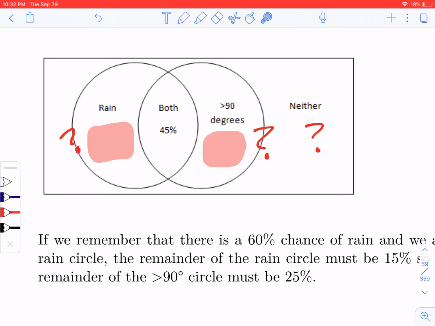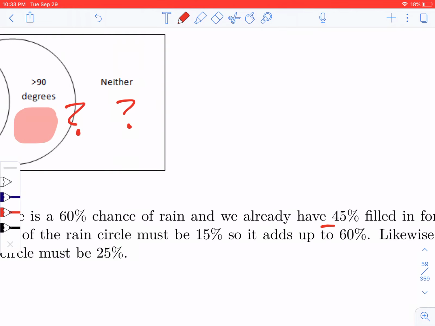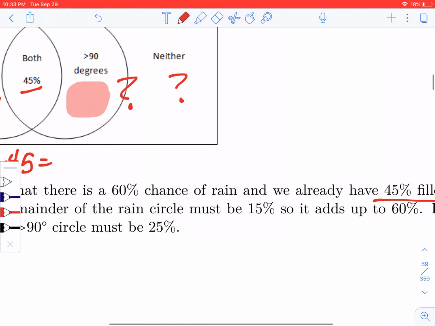So let's take the 60% chance of rain, and if 45% chance is the overlap, that means I clearly have some left over, so that means there's a 15% chance. Why did I write a 15 there? That's not right. No, yeah, 15 is right. That's good math, 15. 15% chance of just rain.